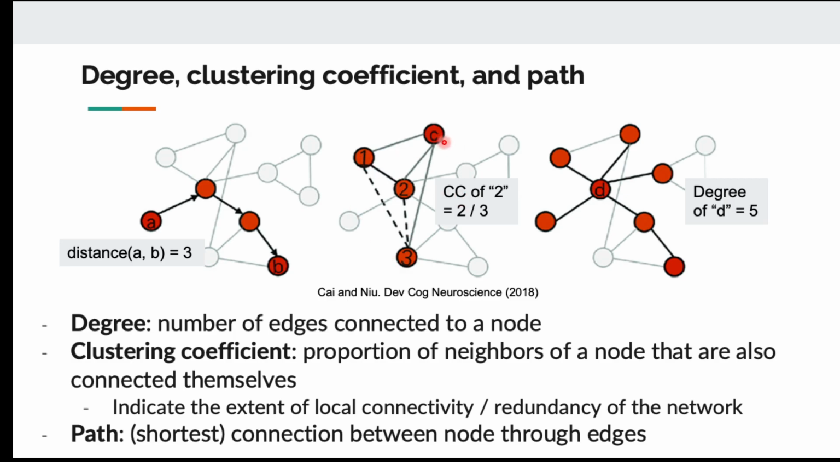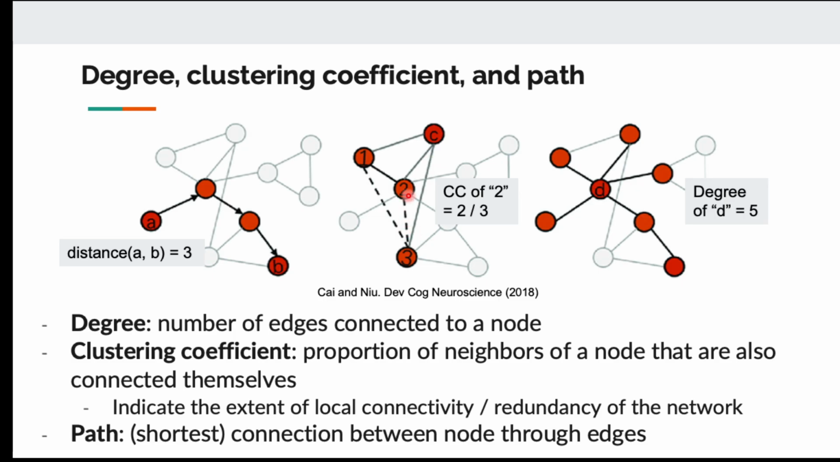If you have a node with a high clustering coefficient, it means that all its neighbors are also connected. That means that if you remove node 2, if you knock it out or a disease disables this gene, the other genes can still communicate because you have high connectivity among themselves.